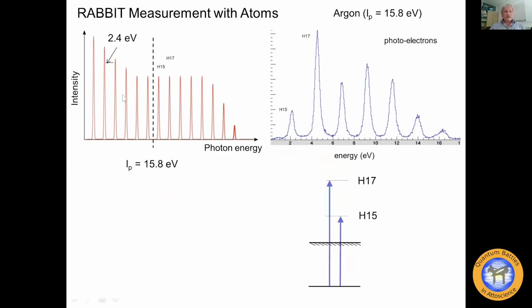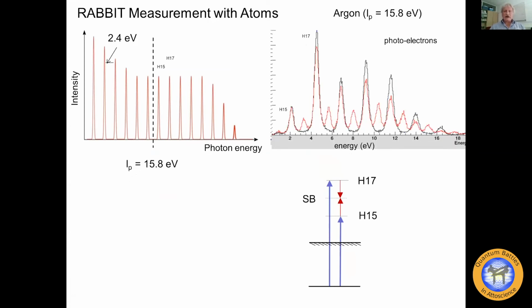So this is a sketch of the XUV photons that we get. And if we do an experiment just with an atom, let's say argon in this case, then these are the photoelectrons that we get just using the harmonics. And now, if we also superimpose the IR field, then we get the so-called sidebands here. And we produce sidebands that are sensitive to the time delay between the XUV pulses and the IR pulses.